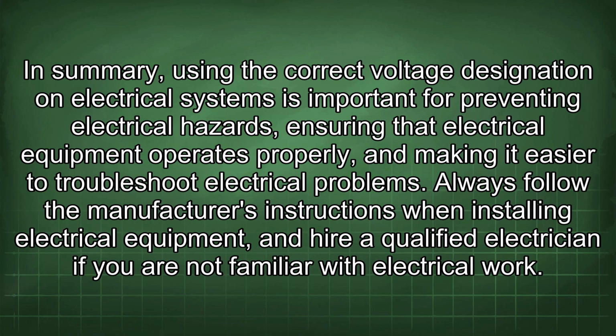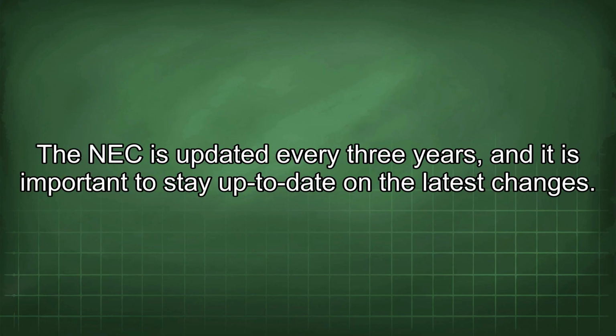In summary, using the correct voltage designation on electrical systems is important for preventing electrical hazards, ensuring that electrical equipment operates properly, and making it easier to troubleshoot electrical problems. Always follow the manufacturer's instructions when installing electrical equipment, and hire a qualified electrician if you are not familiar with electrical work. The NEC is updated every 3 years, and it is important to stay up to date on the latest changes.